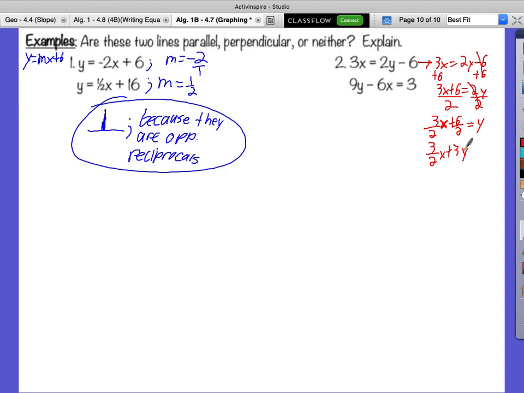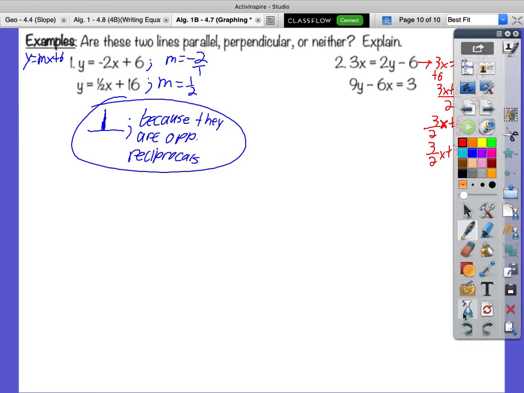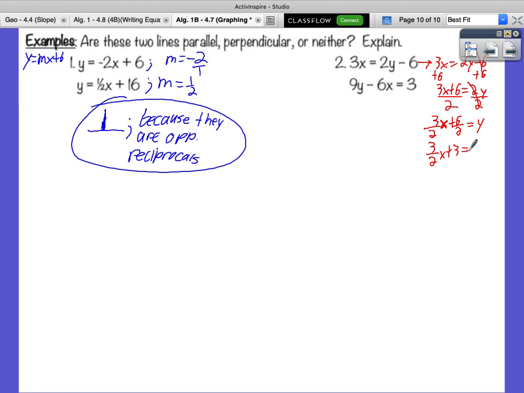So what's our slope here? Okay, it would be 3 over 2, not 2 over 3. So here, what's the slope of this line? 3/2, the one that's there. And the perpendicular would be -2 over 3. If we got that, it'd be perpendicular.